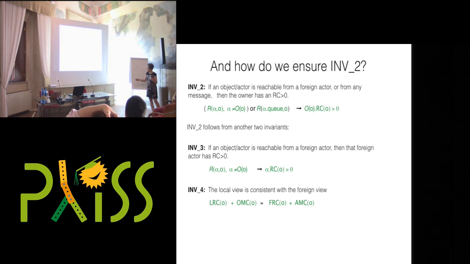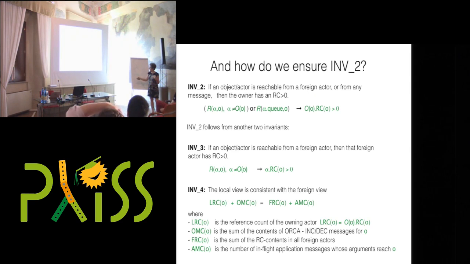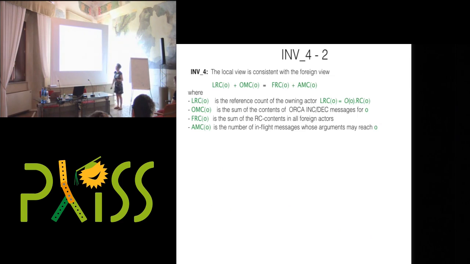And here is the magic formula that's going to follow us for the next half hour. It says the local reference count, plus the ORCA message count. So this is the view that the owner has of an object. This is to be the same as the global view, the view that all the other actors have, the global system. So the foreign reference count, I'll tell you what they are. The foreign reference count is the sum of the reference counts in all foreign actors, in all non-owning actors. And the application message count is the number of in-flight messages which talk about the particular object. So if there is an application message around that is going to use that object, we need to take account of it. If there is some foreign actor that is interested, by invariant 2, we need to take account of that too. And so this is the global view, this is the local view, and I'm going to give an example in order to explain it all again.